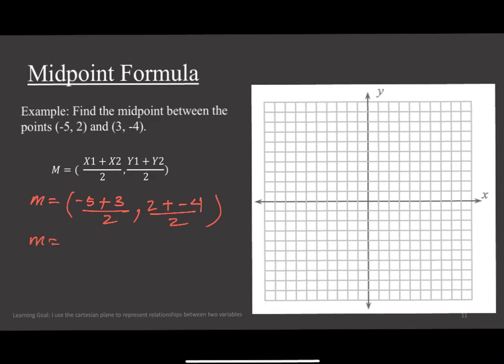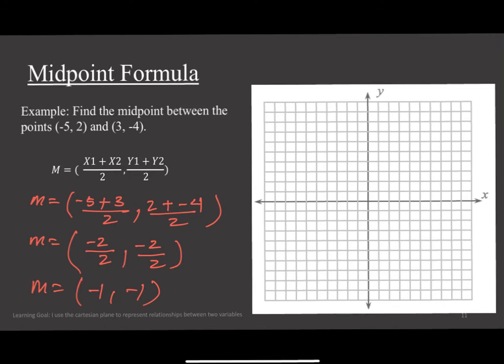We're going to go ahead and simplify this a little bit. Negative 5 plus 3 is negative 2 divided by 2. And then 2 plus negative 4 is negative 2 divided by 2. And for each one of these, negative 2 divided by 2 is just negative 1. So the midpoint between negative 5, 2, and 3, negative 4 is the point at negative 1, negative 1.